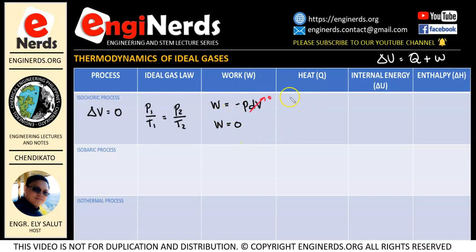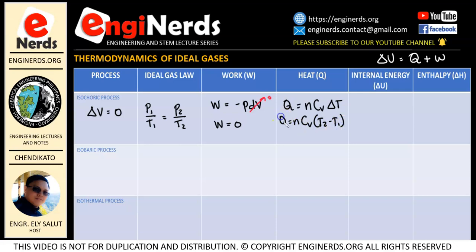Now, we also learned from our video about heat and also our video about the specific heat capacity that at constant volume, our Q is equal to n Cv delta T. Or this is also n Cv (T2 minus T1).